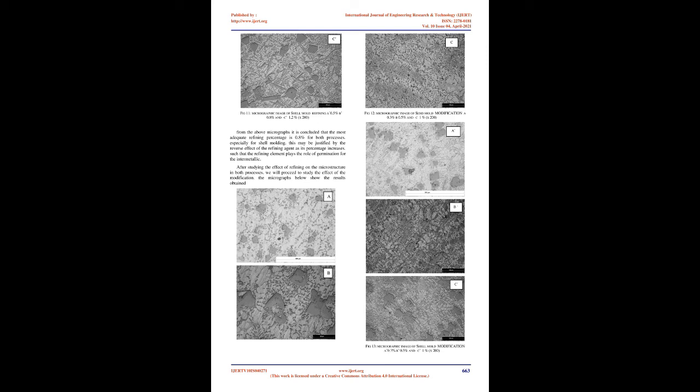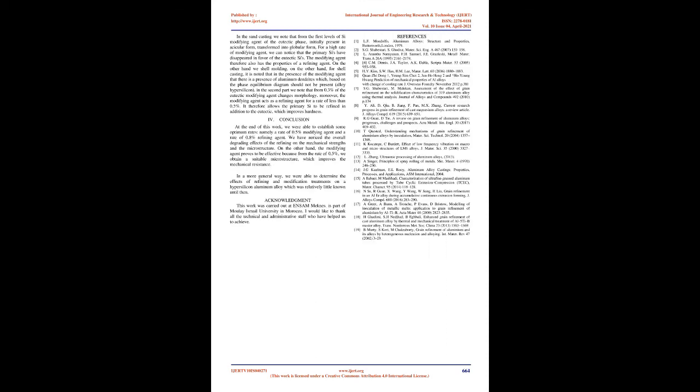After studying the effect of refining on the microstructure in both processes, we will proceed to study the effect of the modification. The micrographs below show the results obtained. Fig. 13, micrographic image of shell mold modification A 0.3%, B 0.5% and C 1%, X200. In the sand casting we note that from the first levels of modifying agent, the eutectic phase of SI, initially present in acicular form, transformed into globular form. For a high rate of modifying agent, we can notice that the primary SI have disappeared in favor of the eutectic SI. The modifying agent therefore also has the properties of a refining agent.